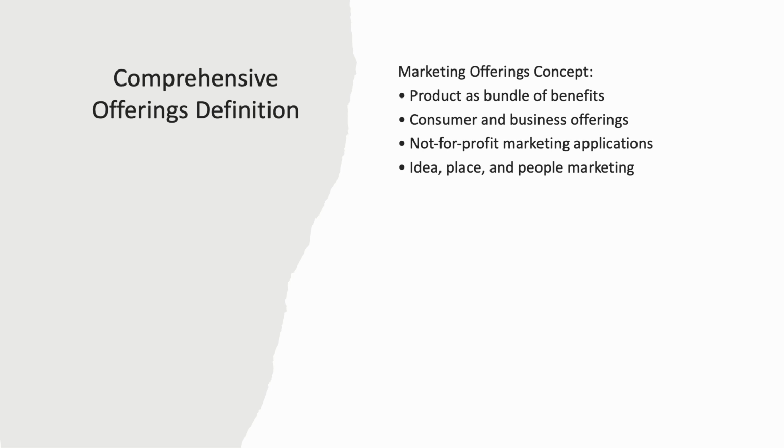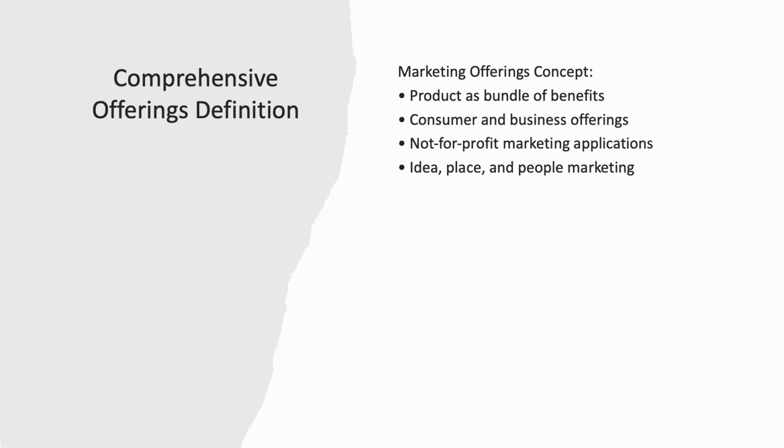Consumer goods and services represent the most familiar category, including everything from smartphones to restaurant meals. Business-to-business offerings encompass products and services sold between organizations, such as industrial equipment, consulting services, or software solutions. Not-for-profit organizations also engage in marketing activities to promote their missions, attract donors, and recruit volunteers. This type of marketing, often called social marketing, applies commercial marketing principles to achieve social objectives.